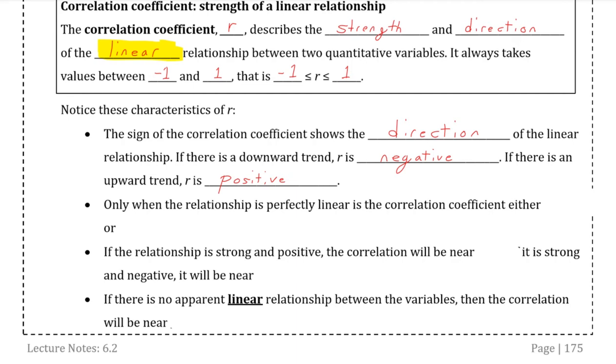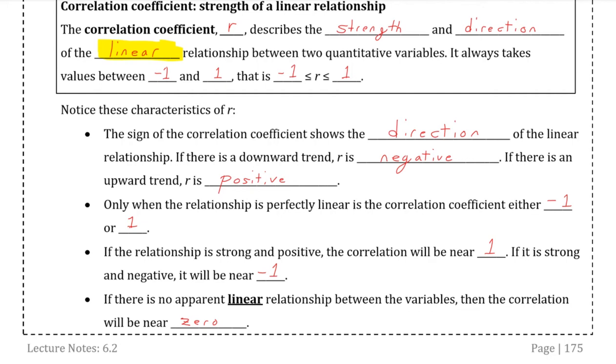Only when the relationship is perfectly linear, though, will we ever see a correlation coefficient that is either exactly -1 or +1. If the relationship is strong and positive, though, the correlation will be near +1. And if it is strong and negative, it will be near -1. Not exactly, but closer. If there is no linear relationship, then that means the correlation coefficient R will be near 0.